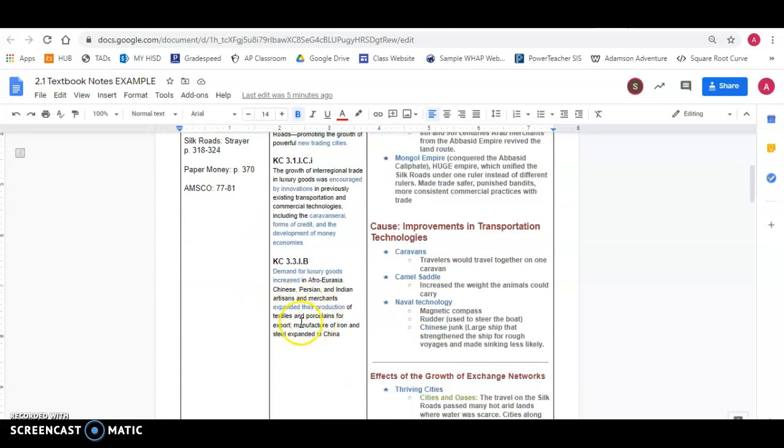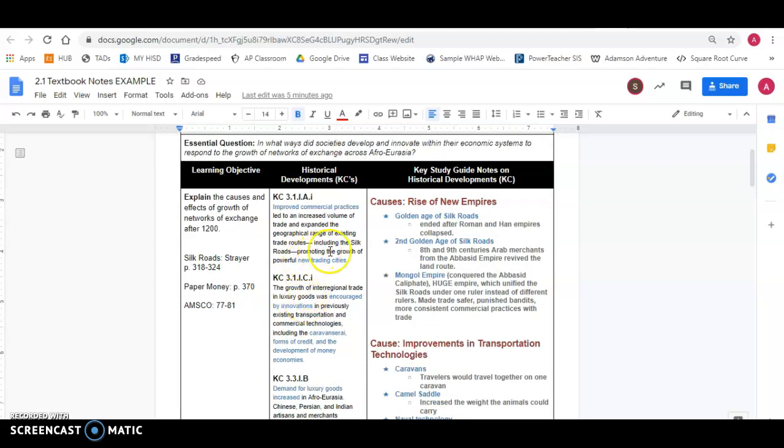If I'm missing something, like for instance if I didn't talk about the growth of new trading cities, then I need to go back in my notes and put that in. It's more difficult to go through your historical developments and try to take notes off of that. It's easier to just take outline notes from the unit or the section title and then go back and check it. Like I said, this section is over causes and effects.